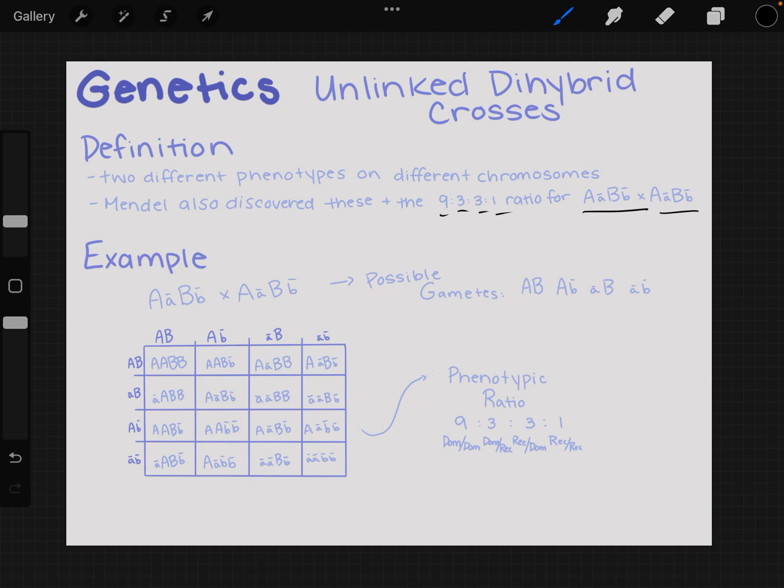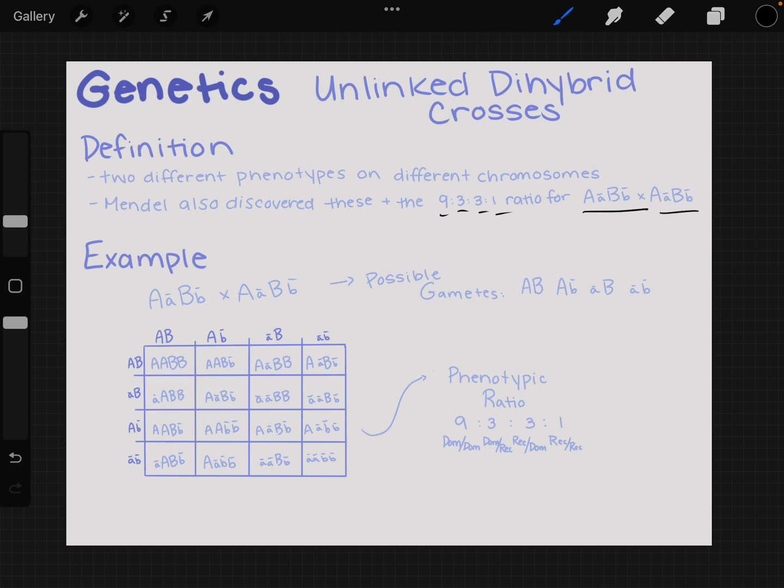So why is it important that we know this ratio? Well, it's just important, okay? This is going to be the ratio that you're going to see for the phenotypes, not the genotypes. No, just the phenotypes.